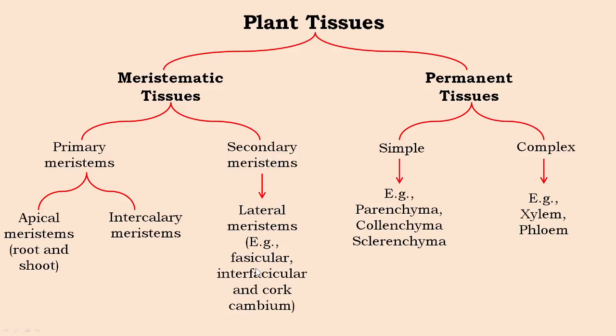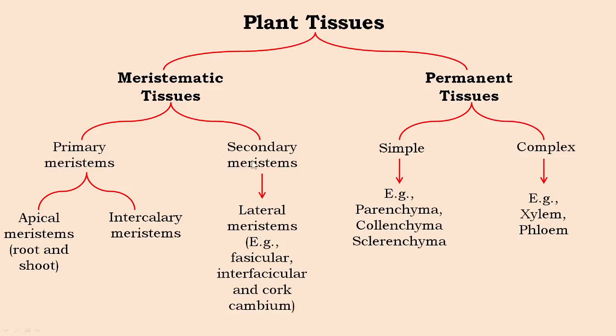They include fascicular cambium, interfascicular cambium, and cork cambium. These secondary meristems are found in the trunk of the plant stem, and they increase the girth. We will see this later on.